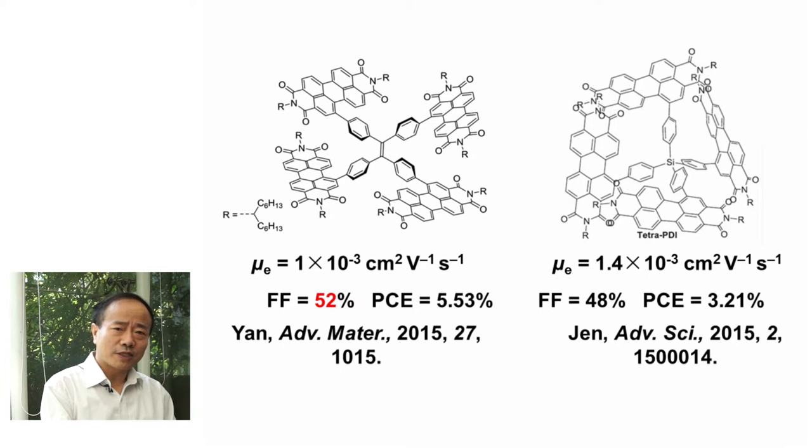Professor Yan He at HKUST used tetraphenylethylene as a core to replace triphenylamine and made the molecules more planar, and got higher efficiency, high electron mobility, and higher fill factor. Another example is from Xiao's group at the University of Washington. They used tetraphenylsilane as a core and got a higher electron mobility, higher fill factor, and a similar efficiency.